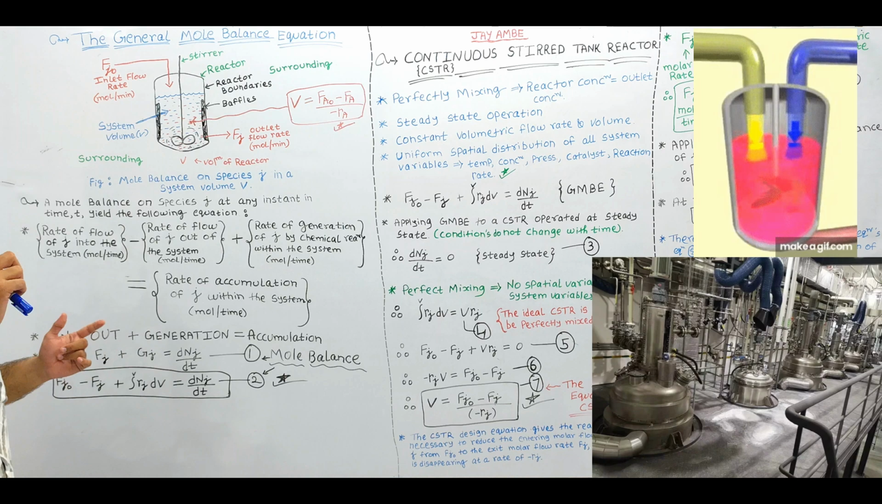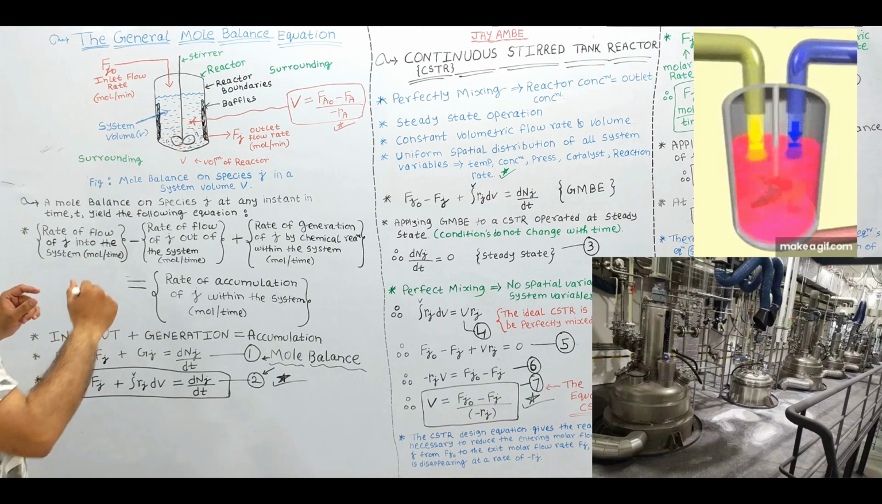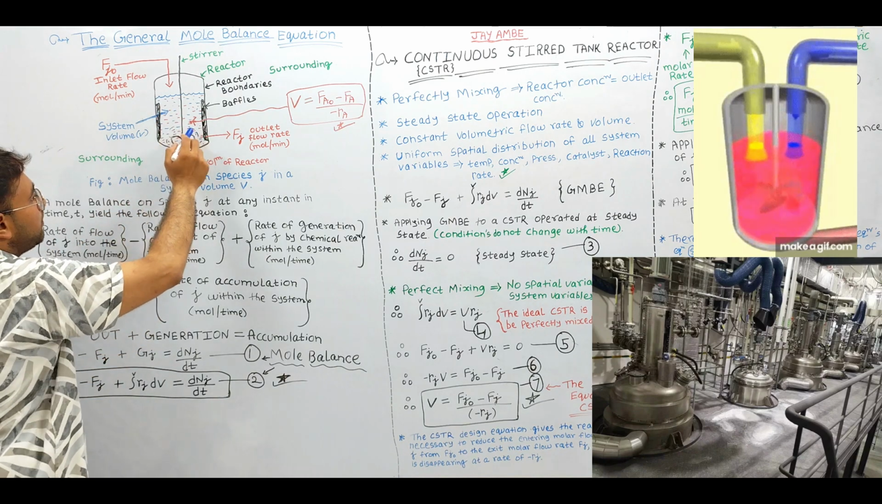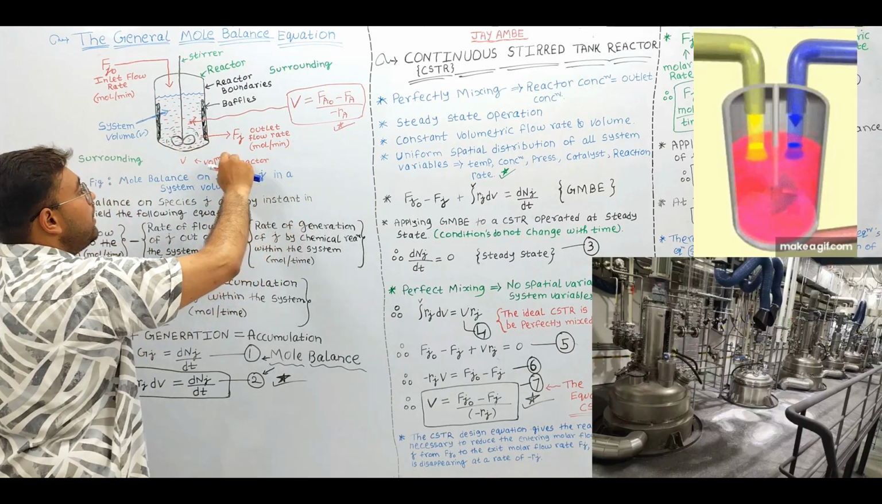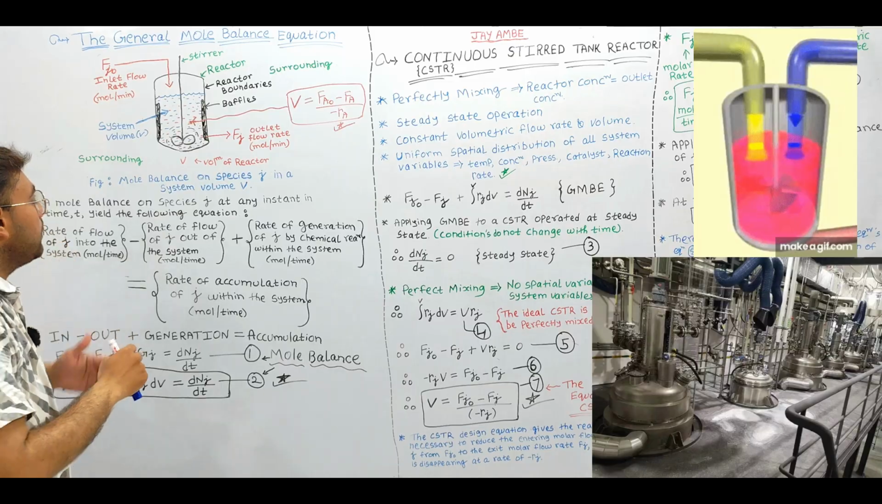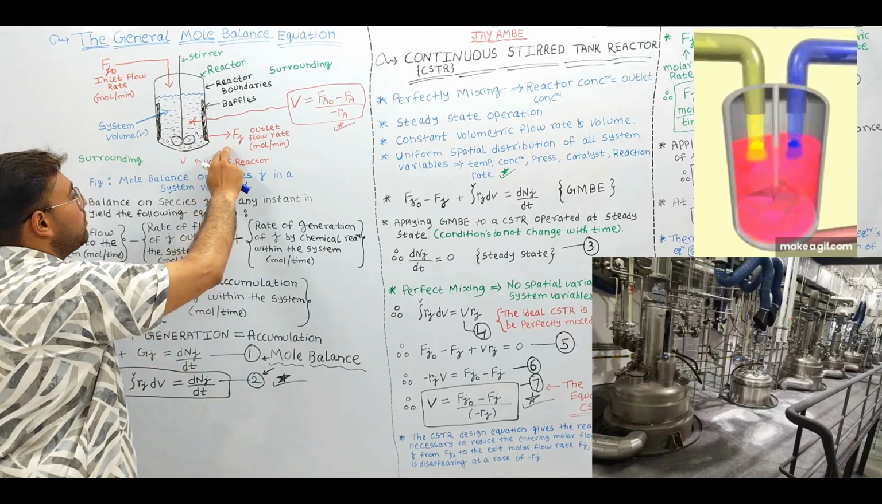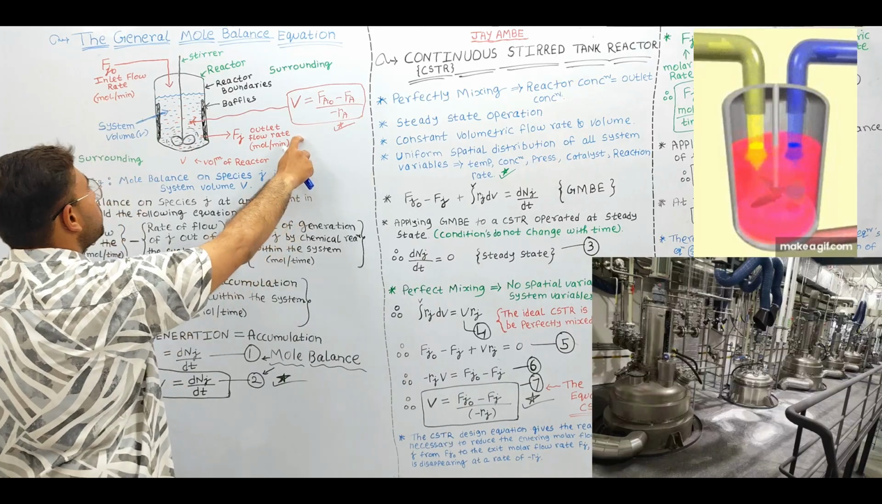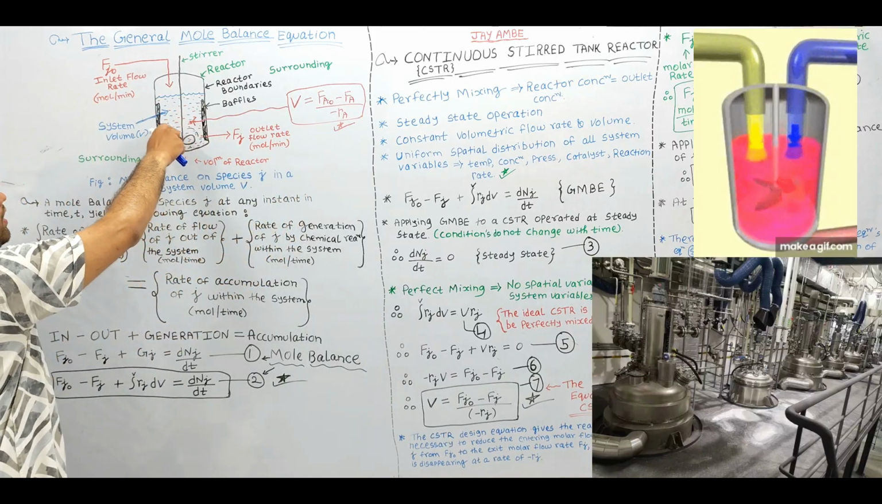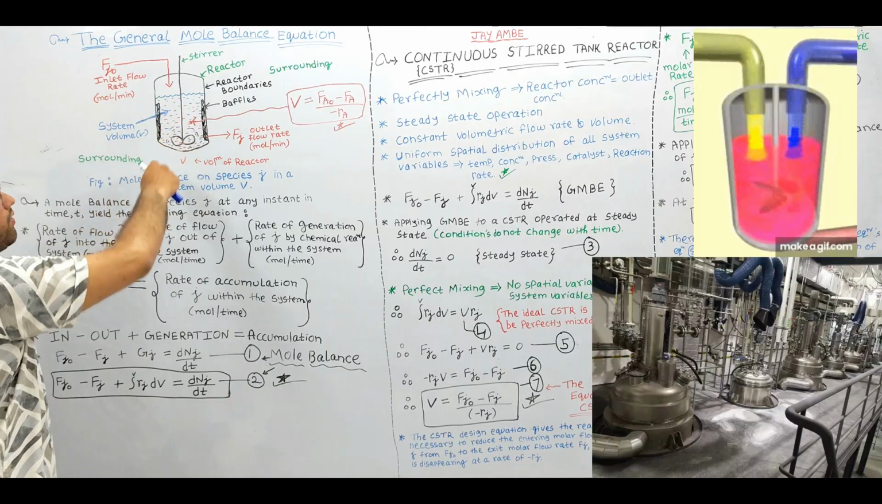So we have the perfect mixing condition, which means the reactor concentration should be equal to the outlet concentration. The concentration of the products exiting the reactor through the outlet stream should be equal to the concentration inside the reactor, right?